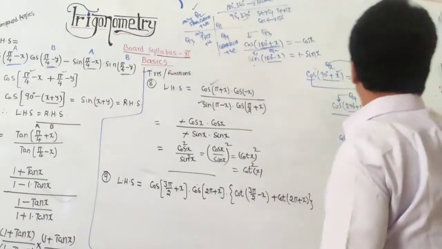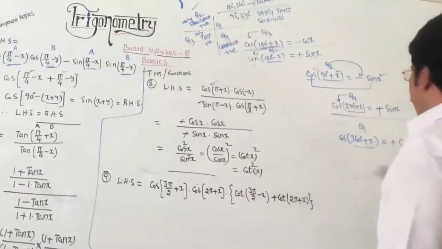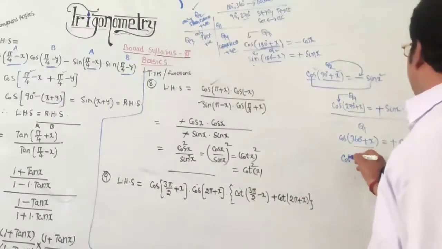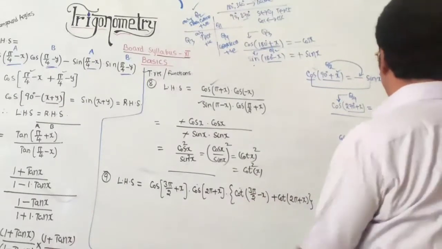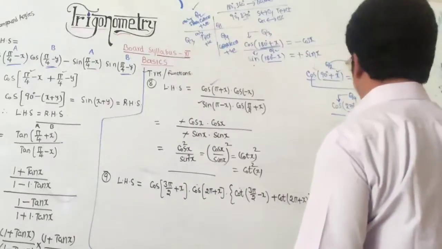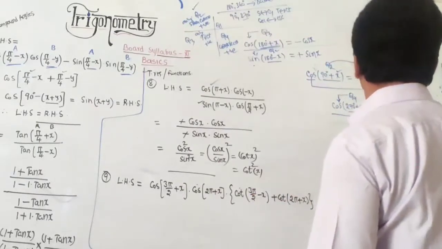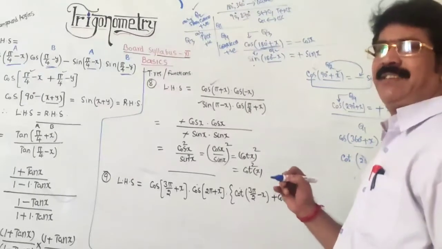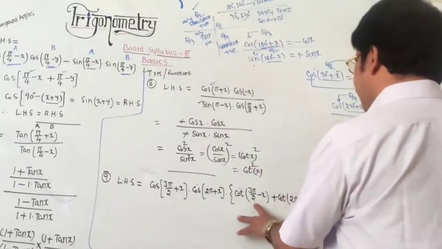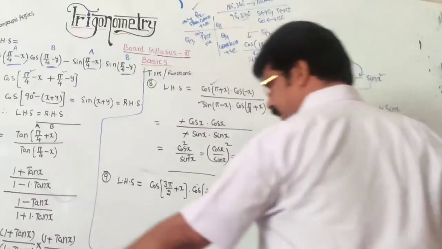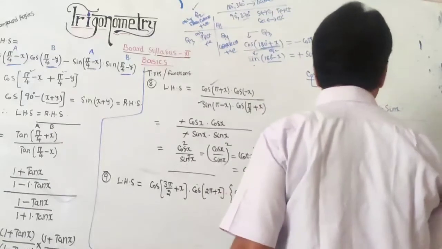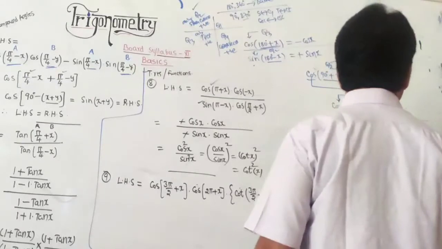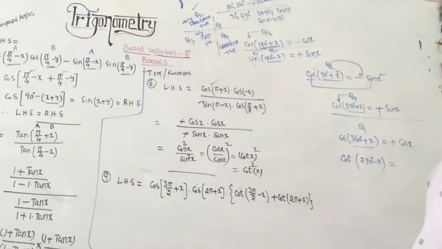360. So, same to same. It can be cos x, right? Next, this one, cot of 3 pi by 2 means 90 degrees into 3, 270. No need to write 3 into 90, I can write directly 270. It is 270 degrees minus x.